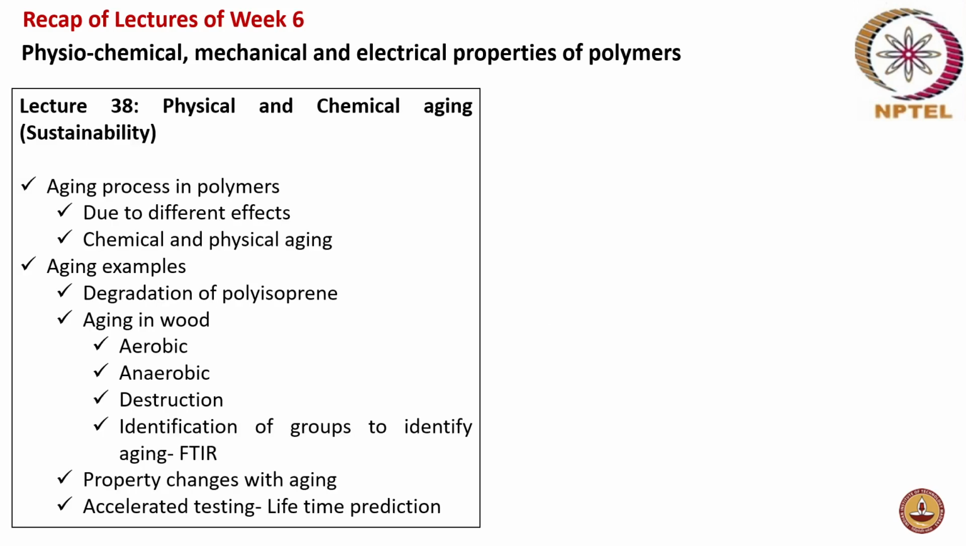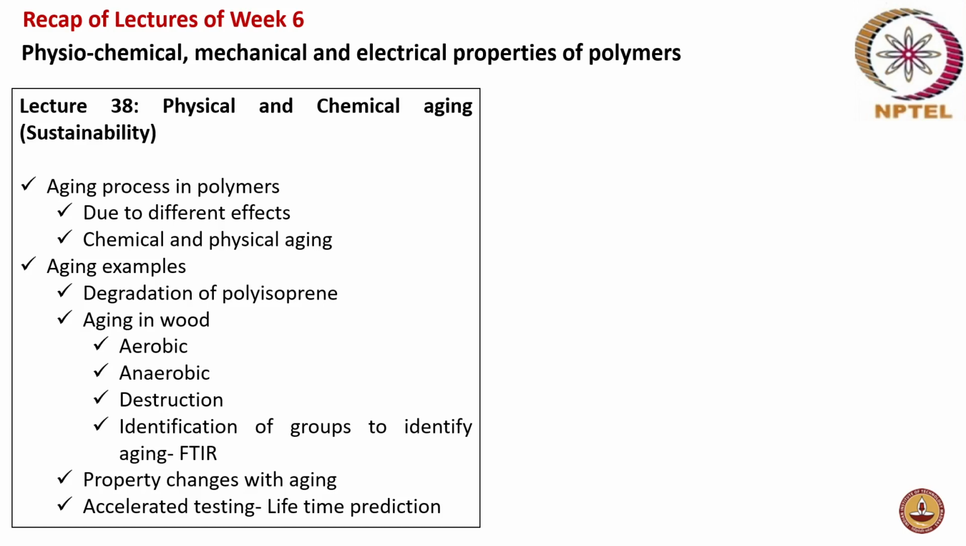The next lecture was on physical and chemical aging again. So the aging process in polymers due to different effects. It can be physical or chemical aging. And then degradation of polyisoprene was discussed. Aging in wood due to aerobic, anaerobic and destruction, and identification of groups to identify the aging. So there will be functional group differences due to the aging process, which can be identified using a technique called FTIR, was discussed. And then property changes with aging, and then what is accelerated testing for predicting lifetime.